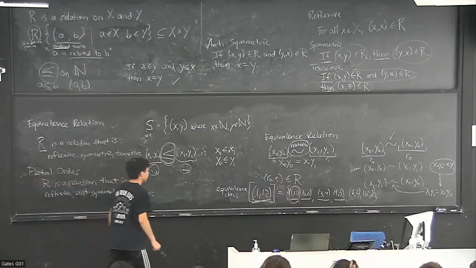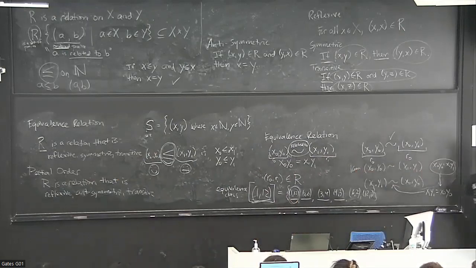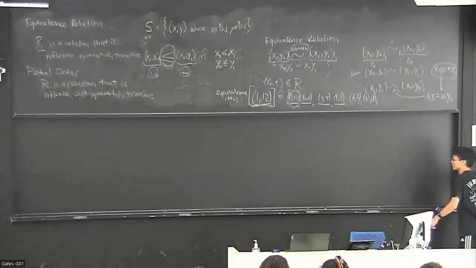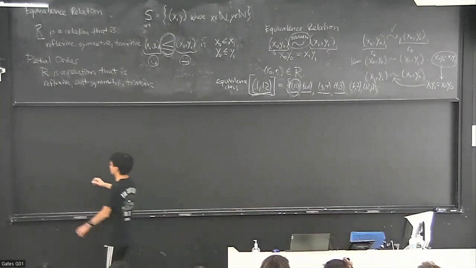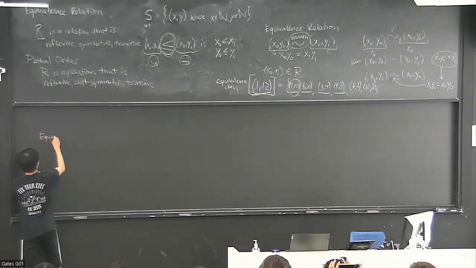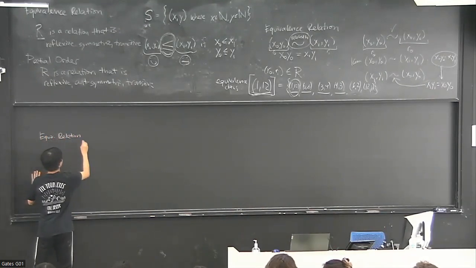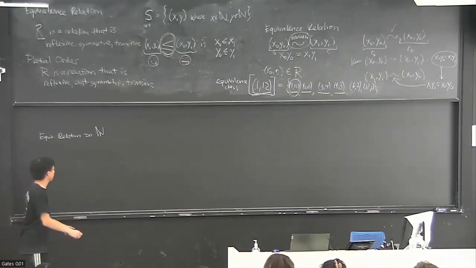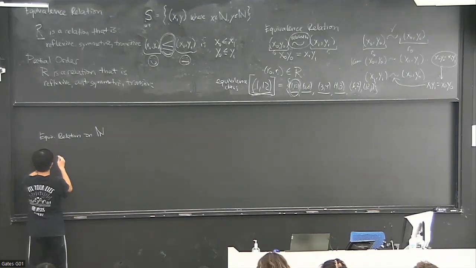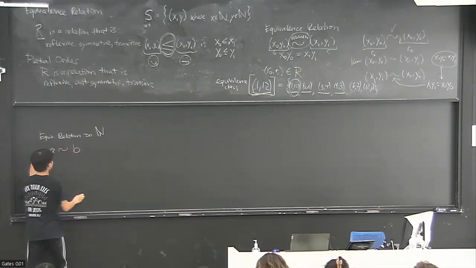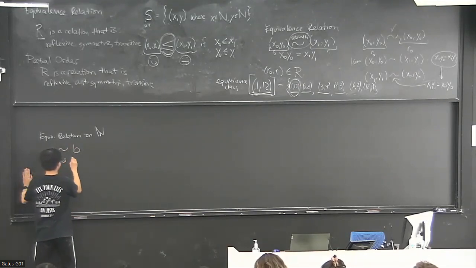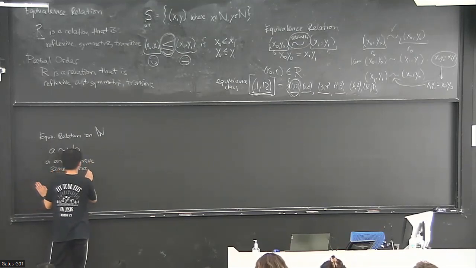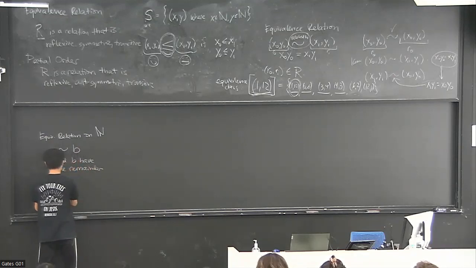You could have a different equivalence relation on the naturals. What it means for them to be the same is, let's say A is equivalent to B if A and B have the same remainder when divided by 3.